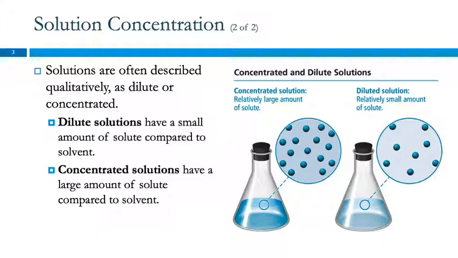Because the composition is variable, we need to be able to describe the composition. So we can use qualitative terms, dilute and concentrated, and these are just general terms. They don't have a number associated with them. And these words are used in the same way that they are in everyday life. So a dilute solution has a small amount of solute, and a concentrated solution has a large amount. Here we have an illustration. In the concentrated solution, if we zoomed in, we see there's a lot more solute particles in a given region than there is in the dilute solution.